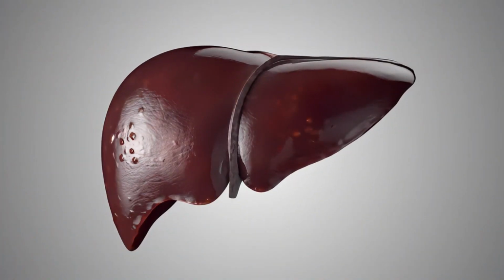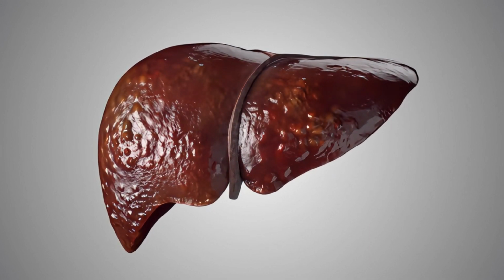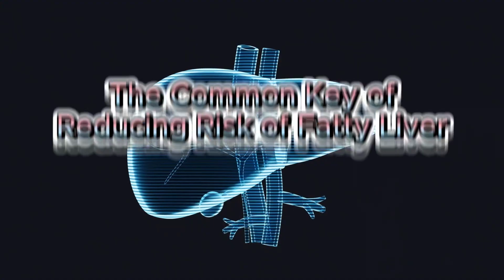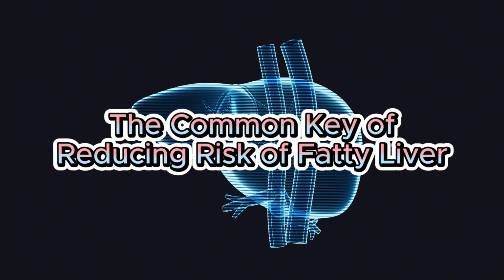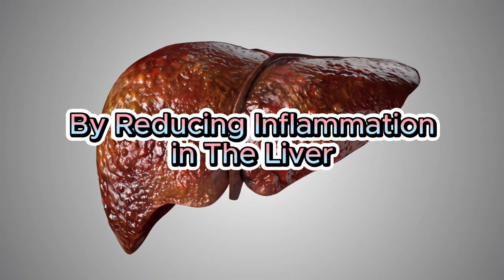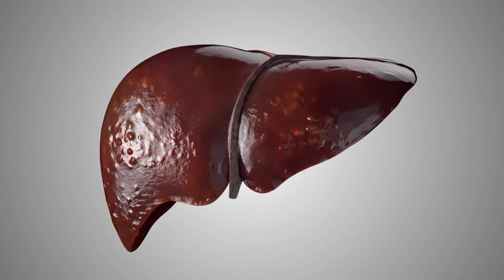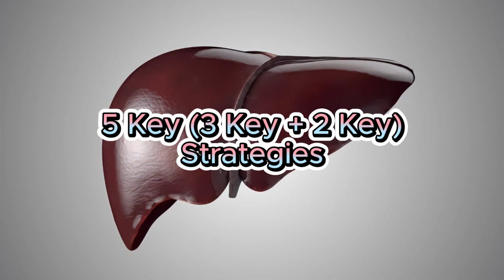Fatty liver is one of the stages of overall liver disease. The common key to reducing the risk of fatty liver, or even healing fatty liver disease, is to reduce inflammation in our liver. It can be achieved by doing those 5 key strategies.